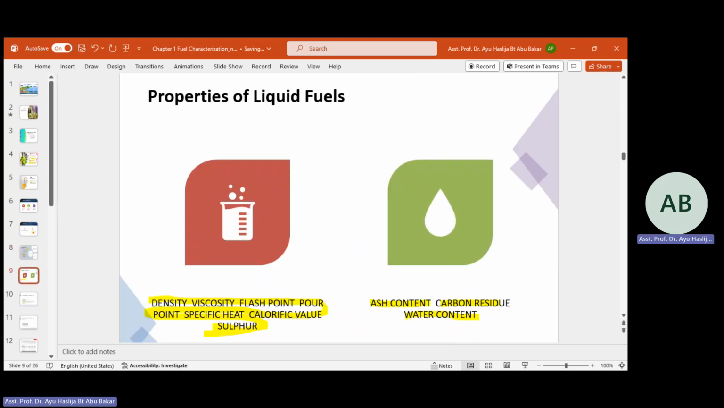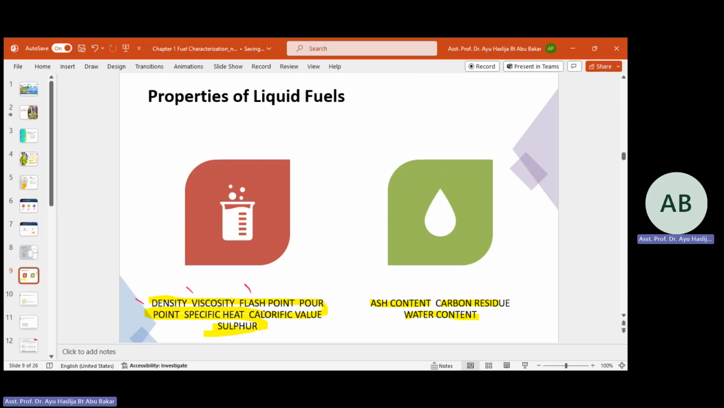Okay, properties of liquid fuel. Liquid fuel, for example, just now, diesel, gasoline. So kita akan tengok what is the density, the viscosity, flash point. Viscosity tahu? Yes, kadar kelikatan. Flash point, bila that fuel start to burn dengan sendiri. Bila kita bagi heat, kita tak bagi source of ignition pun. Kita just heatkan dia and then at some point dia akan sendiri terbakar. The point is temperature.